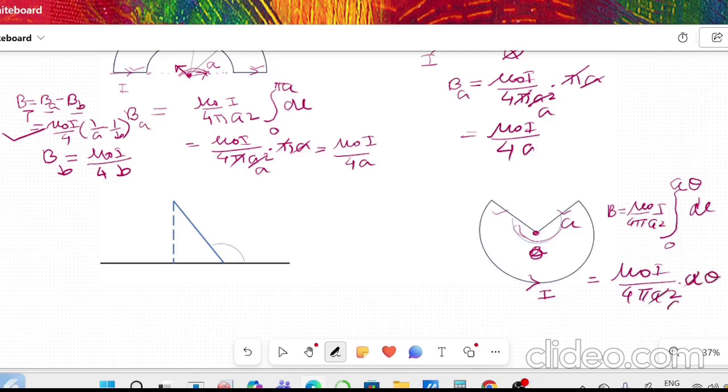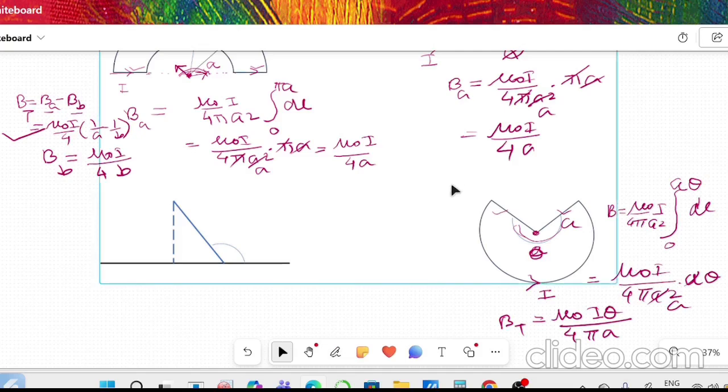So A will cancel out. So simply the total magnetic field at the center is mu 0 into I and into theta divided by 4 pi A. Okay. So depending on theta, the magnitude of the magnetic field can be calculated.